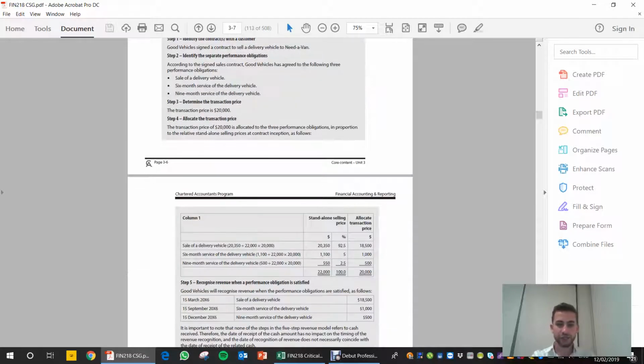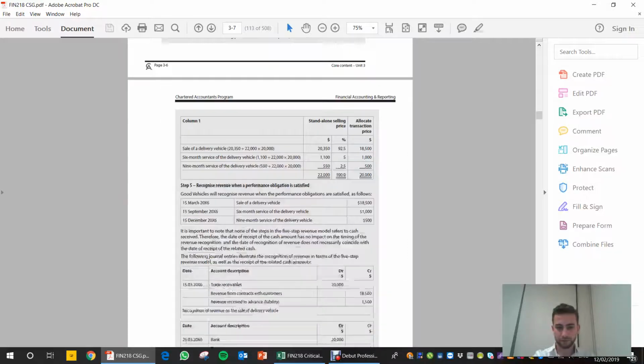And then you apportion how much you are currently paying in the contract by that same percentage. So the standalone purchase price of a vehicle is $2,350. A normal 6-month service, if you didn't have this contract, would cost $1,100, and a normal 9-month service would cost $550. So the total of that is $2,200, and we actually split that out. So that's 92.5% of the total, 5% and 2.5%. Right, and then we simply times the total transaction price of $20,000 in the contract by those percentages, the standalone prices, and that gets the allocated transaction price, and that's what we'll be recording as revenue.